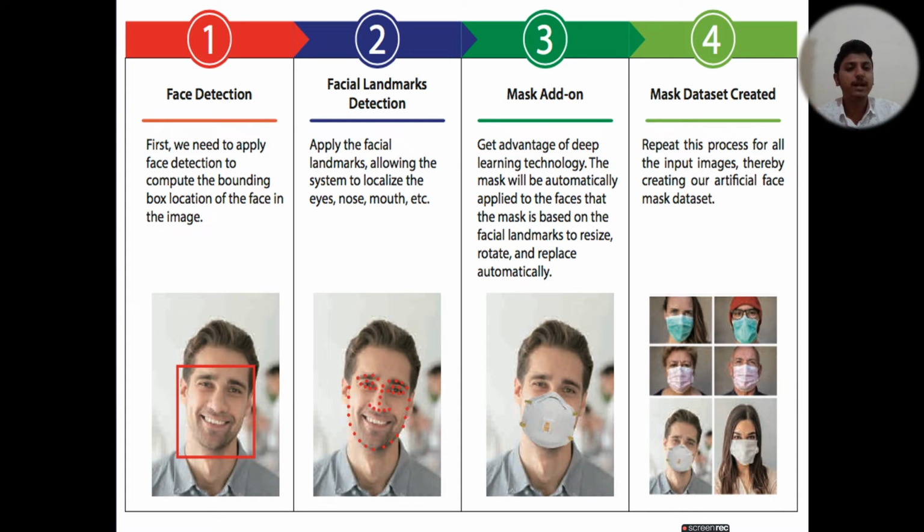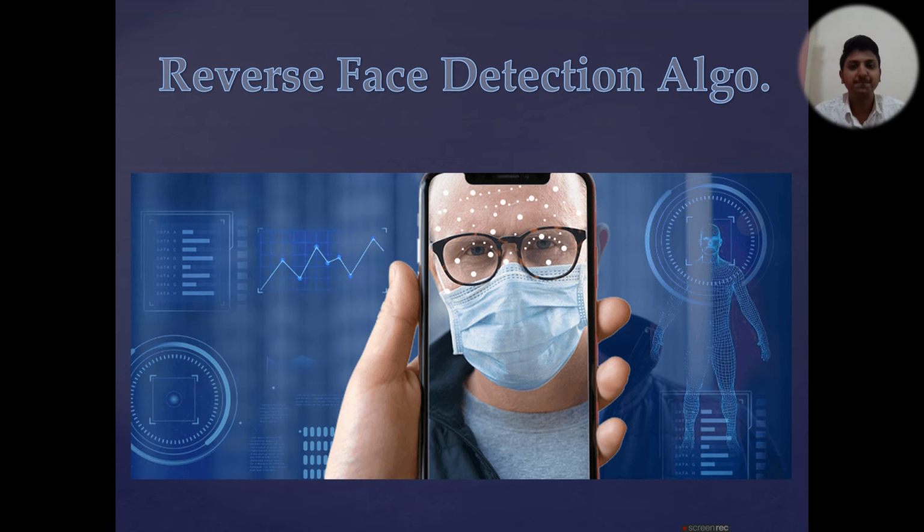Now the fourth one is mask dataset creation. Repeat this process for all the input images, thereby creating our artificial face mask dataset. So repeat this process for more than one person, so that we can analyze whether the person is using the face mask or not. And by using this technology, we can analyze how many people are using the face mask during this corona period and during this COVID-19 period. So it is very helpful for detecting whether people are wearing the face mask in this situation.